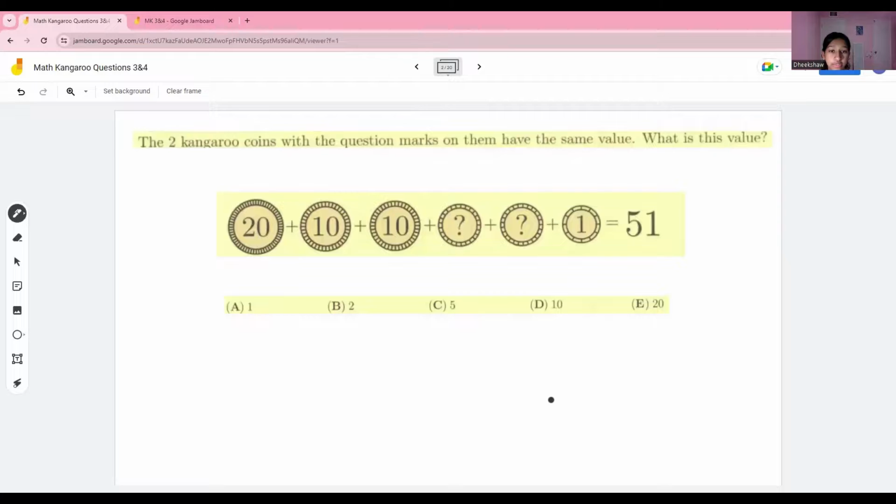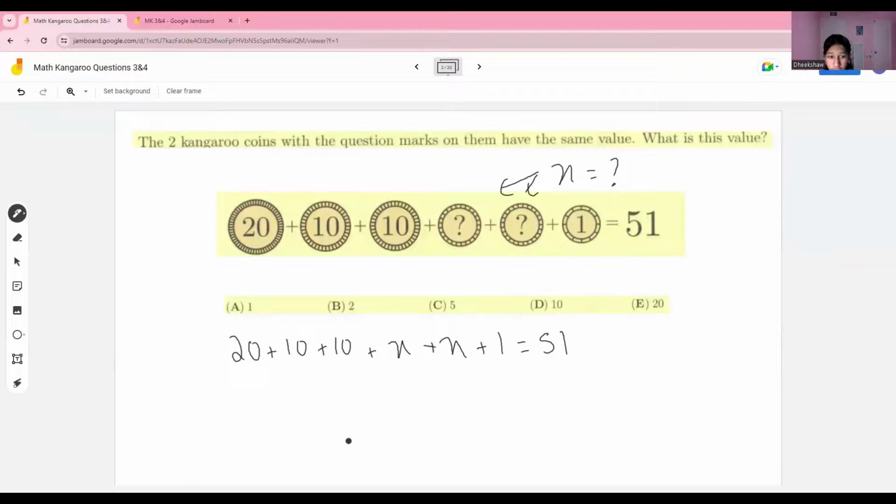The 2 kangaroo coins with question marks on them have the same value. What is this value? For this, we can solve this question like we'd solve any other algebraic question. We can replace the question marks with the variable x, which is what I'm going to do. So I'll rewrite it: 20 plus 10 plus x plus 1 is equal to 51. Now we can solve it like we'd solve any other algebraic equation.